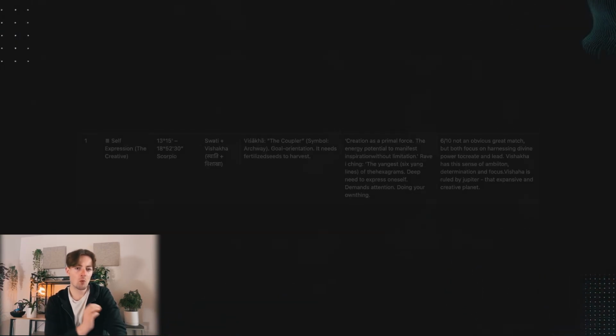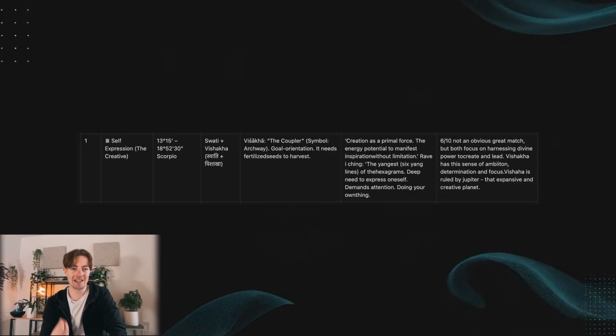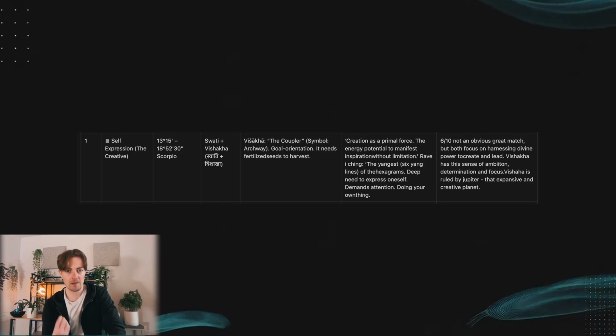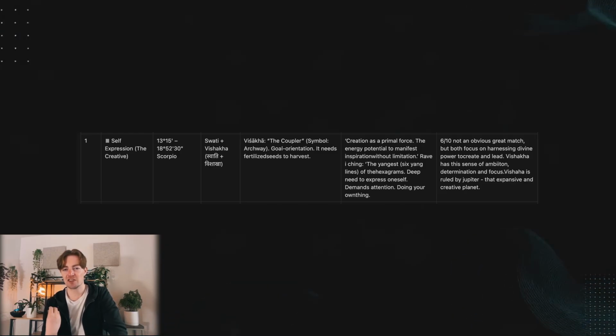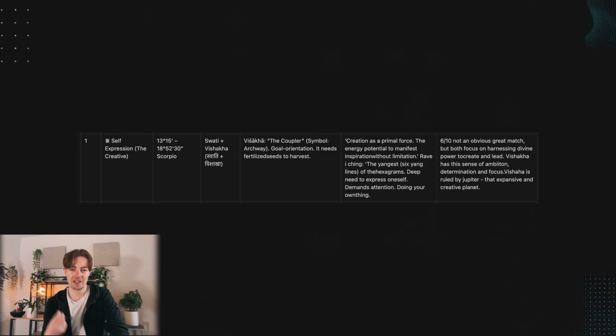Next up is gate number 1, self-expression, the creative. It goes from about 13 to 18 degrees of Scorpio. We're in Swati and Vishakha nakshatras. Vishakha nakshatra is the coupler. The symbol is the archway. It's a goal-oriented nakshatra. Description is it needs fertilized seeds to harvest.